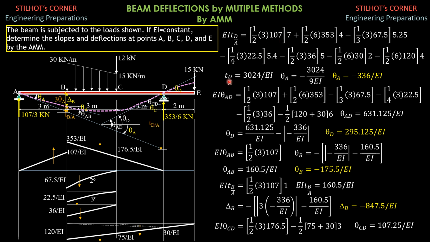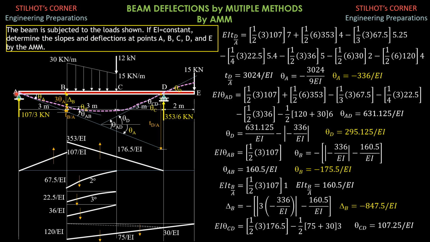Computing, the deviation of D relative to A is positive 3024 over EI. Because it is positive, point D is above the reference tangent at A. So this is the reference tangent at A. And point D is above because the deviation of D relative to A is positive 3024 over EI.